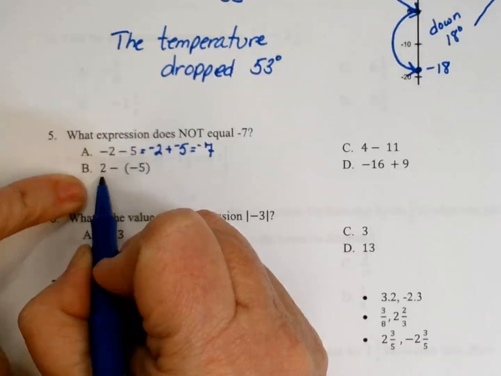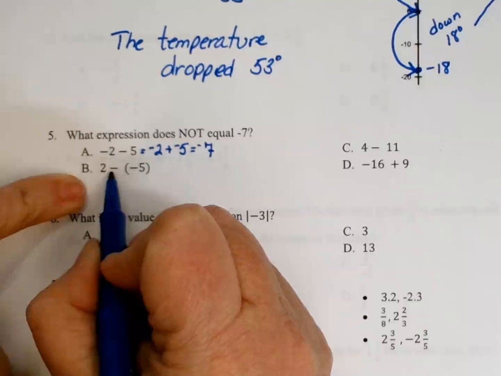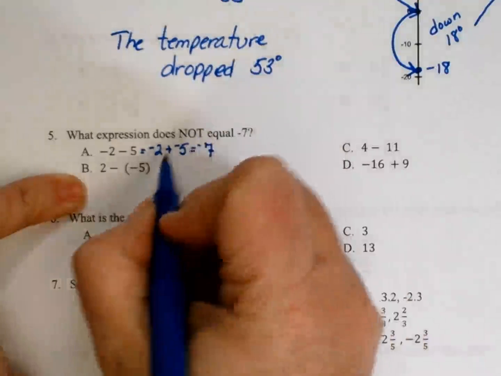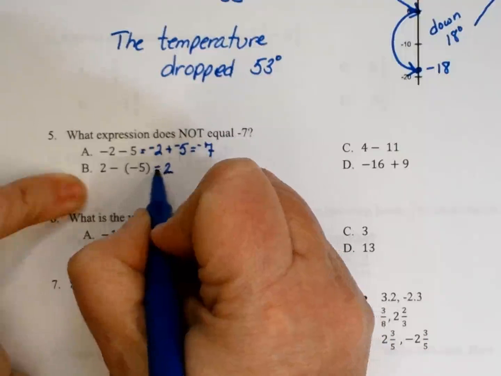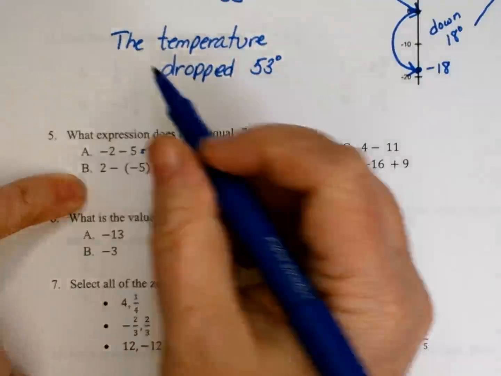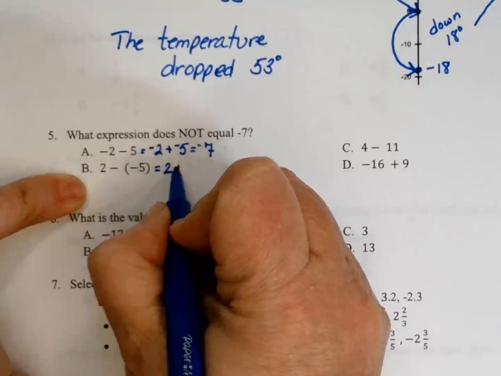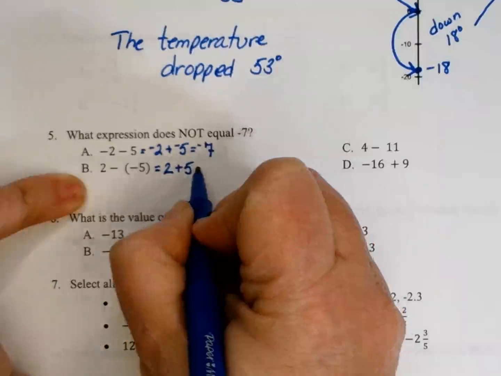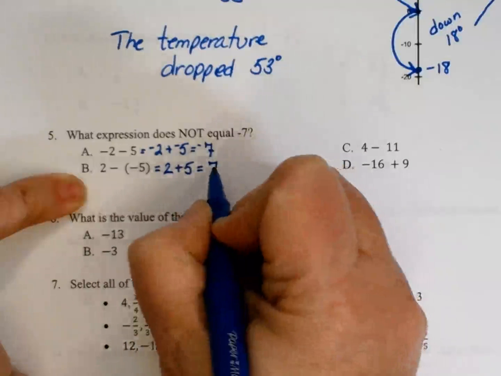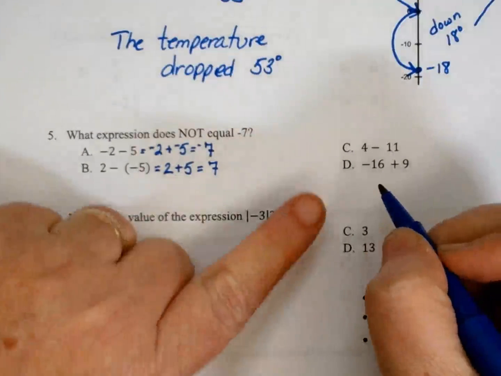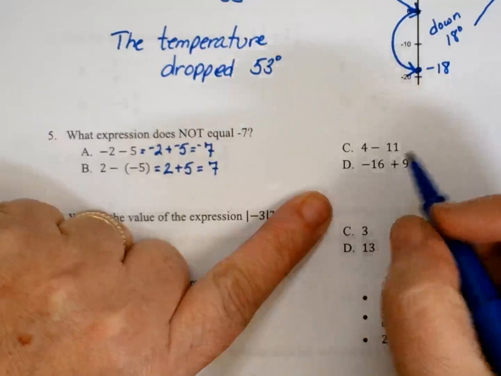Let's look at this one. I have 2 minus negative 5. So this means the opposite of negative 5. So this would be 2, subtracting a negative, which we talked about in the previous problem. Subtracting a negative is the same as adding a positive. So that would be 2 plus 5 is 7. Okay, so right now it's B, but let's check the other ones just to make sure that there aren't any more.